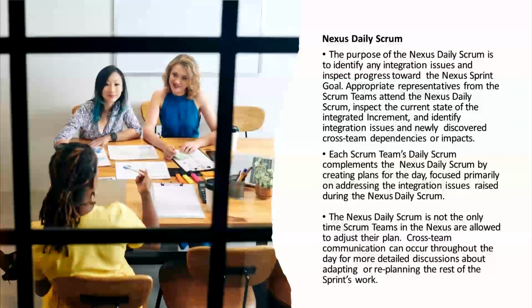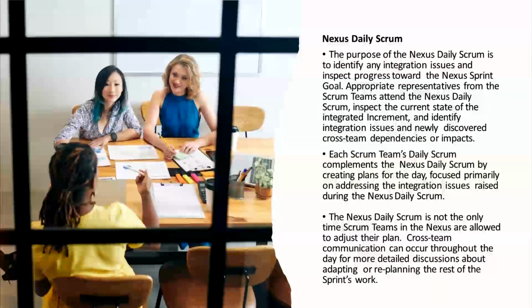Nexus Daily Scrum. The purpose of the Nexus Daily Scrum is to identify any integration issues and inspect progress towards the Nexus sprint goal. Appropriate representatives from the Scrum teams attend the Nexus Daily Scrum, inspect the current state of the integrated increment, and identify integration issues and newly discovered cross-team dependencies or impacts.